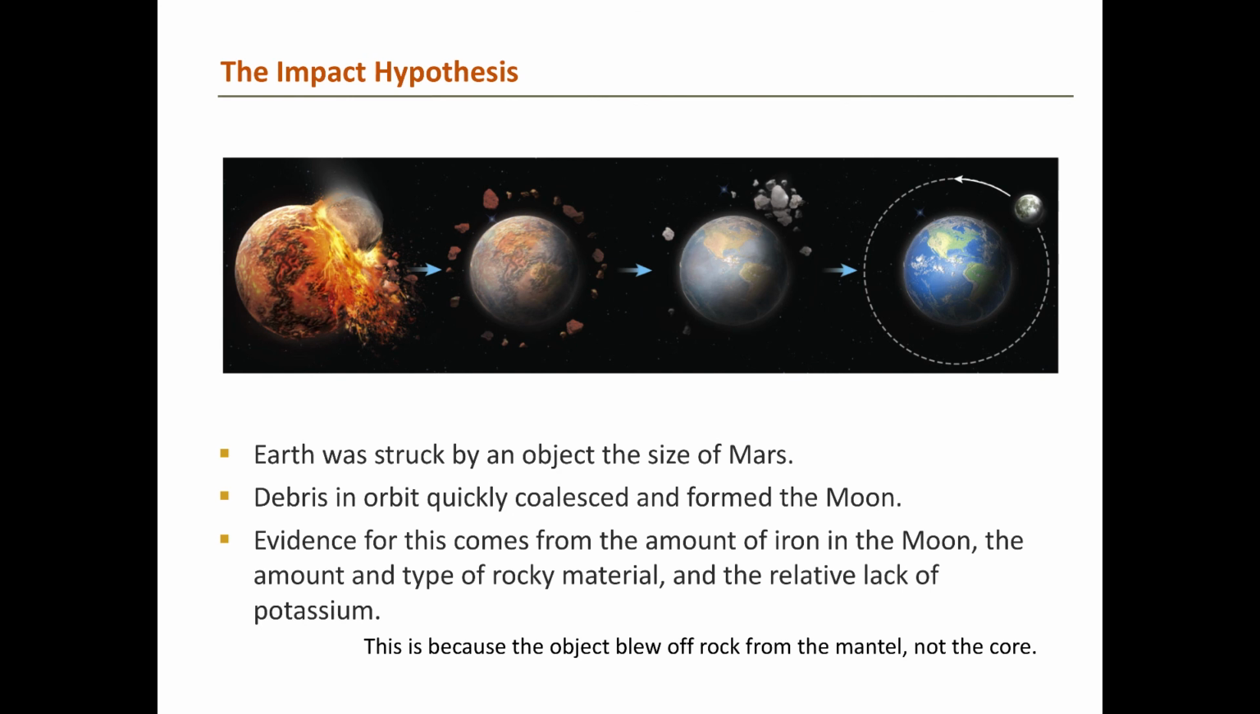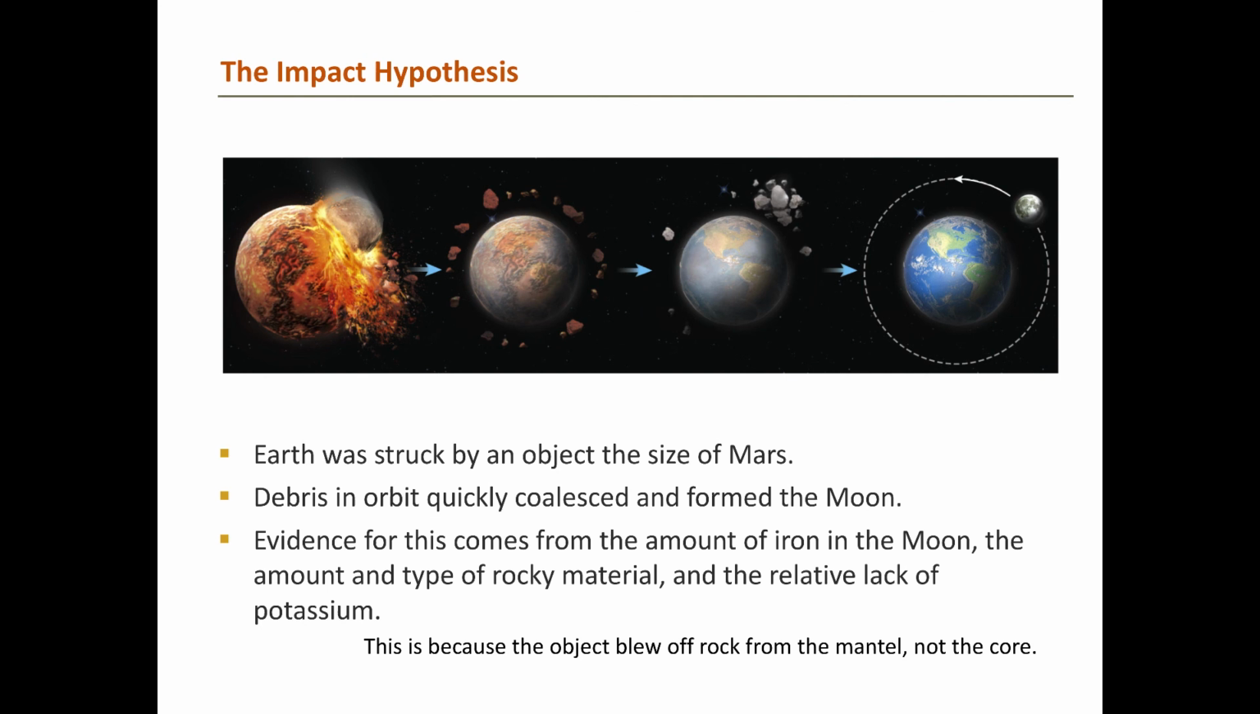Some of it may go off flying into space and never return, but a lot of it is just going to start orbiting. And over time, it's going to coalesce under its own gravity and become round, right? We talked a little bit about that, becoming round under its own gravity, and become the moon. And this has become the accepted hypothesis for how the moon came to be.